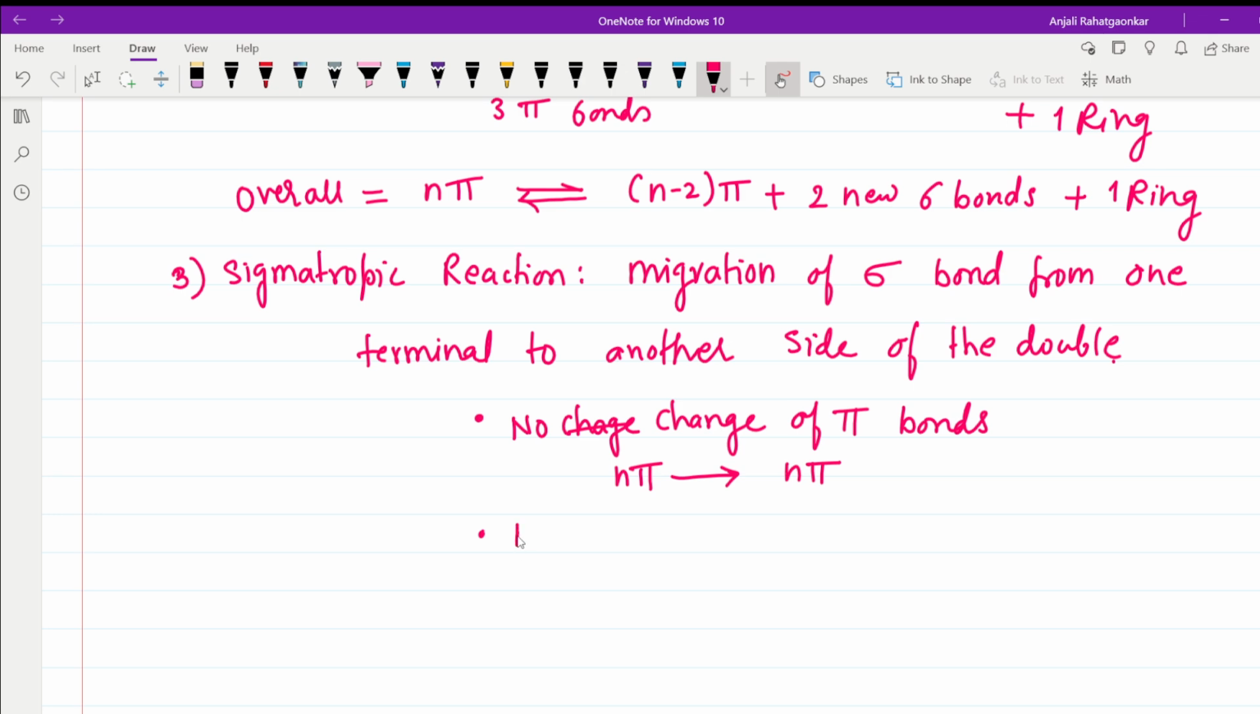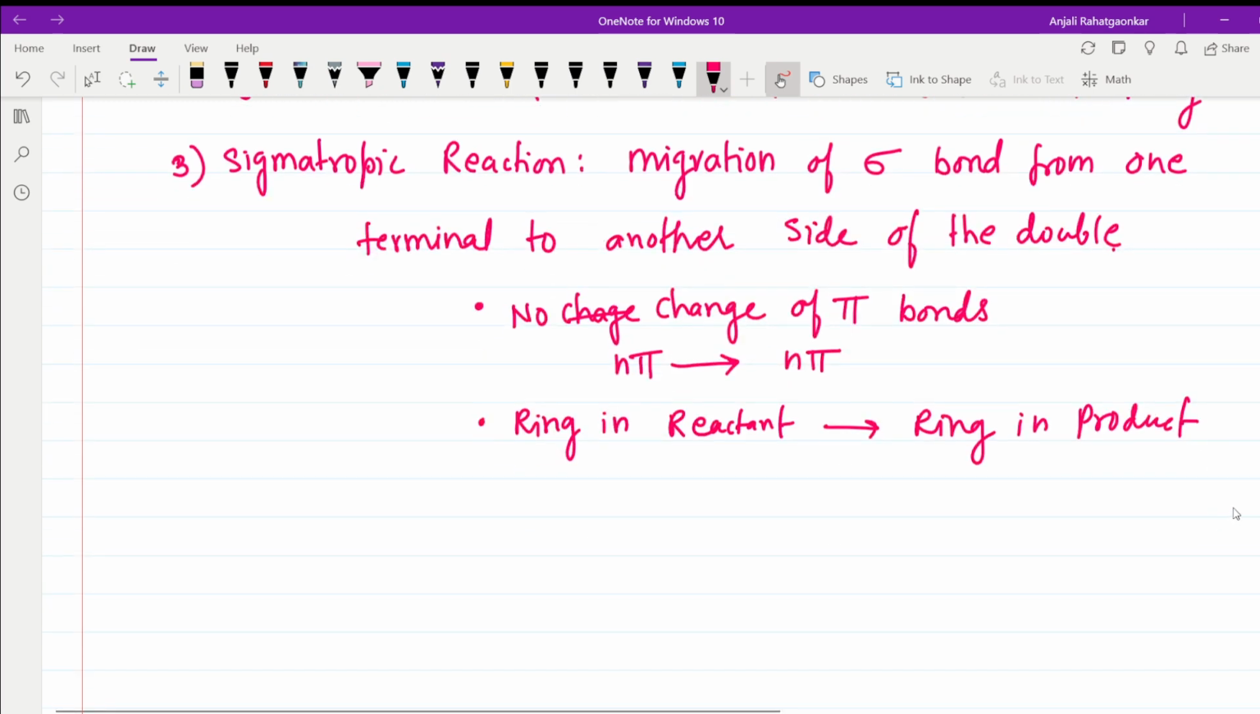And also the ring in the reactant does not change, so it will be as it is in the ring in the product. So there will be no change in any double bonds or the ring formation, etc. Only there is a migration of sigma bond. Now let us see how it works.